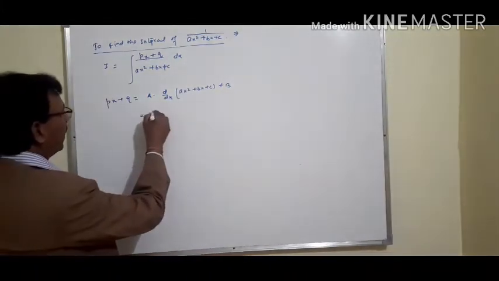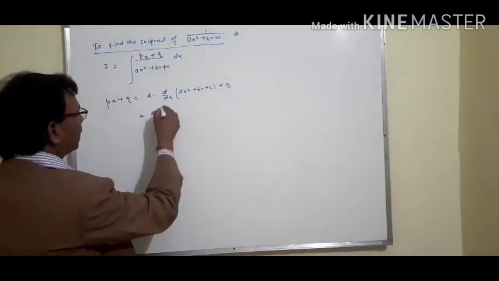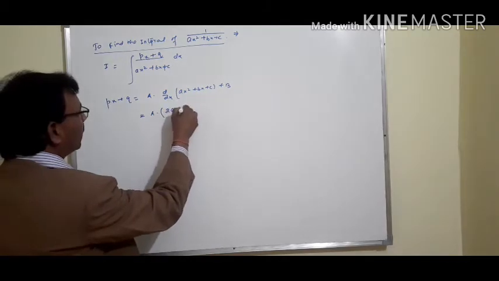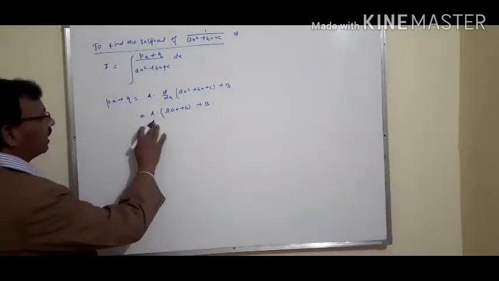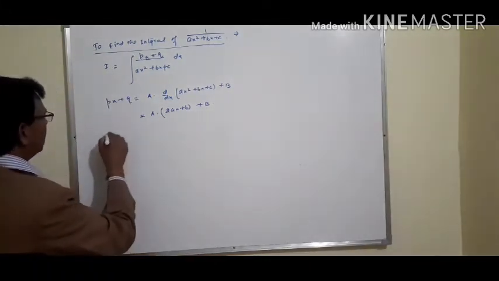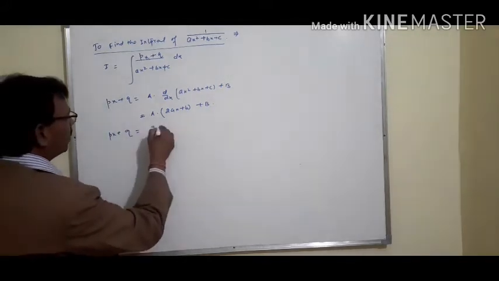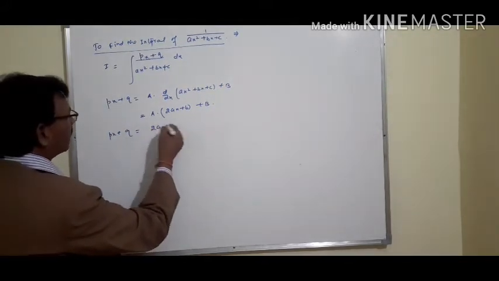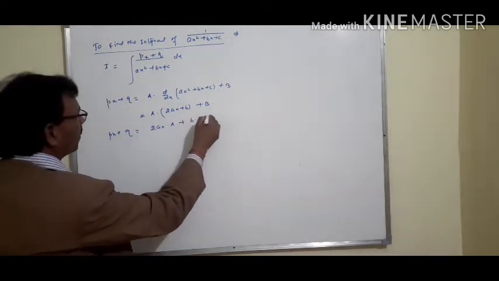So A into d by dx of (ax² + bx + c), that means this will be 2ax + b, plus capital B. Now from here we should equate the values of A and B. Then px + q = A(2ax + b) + B.